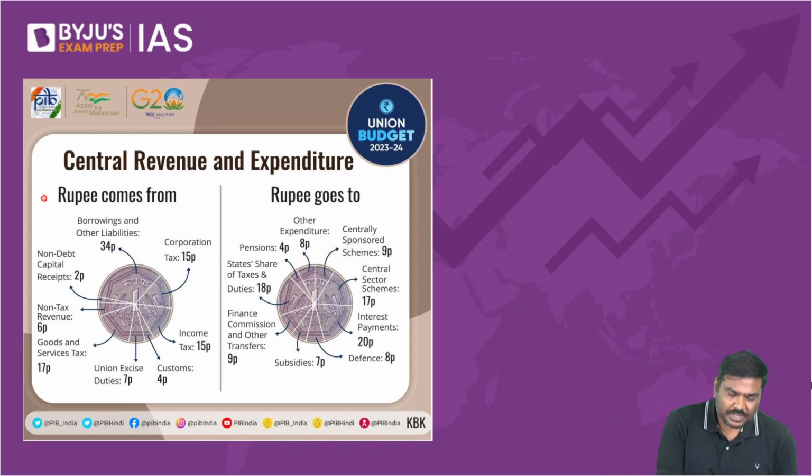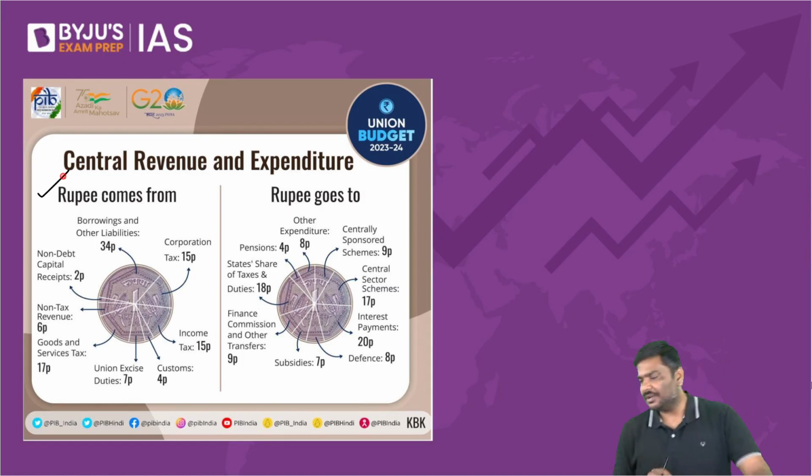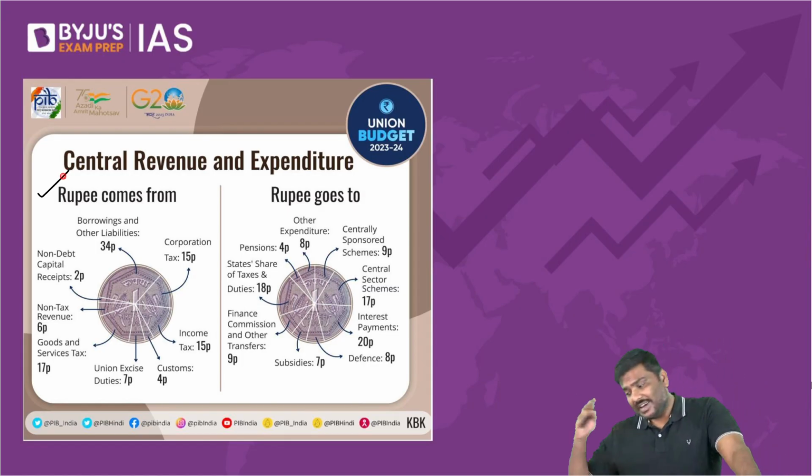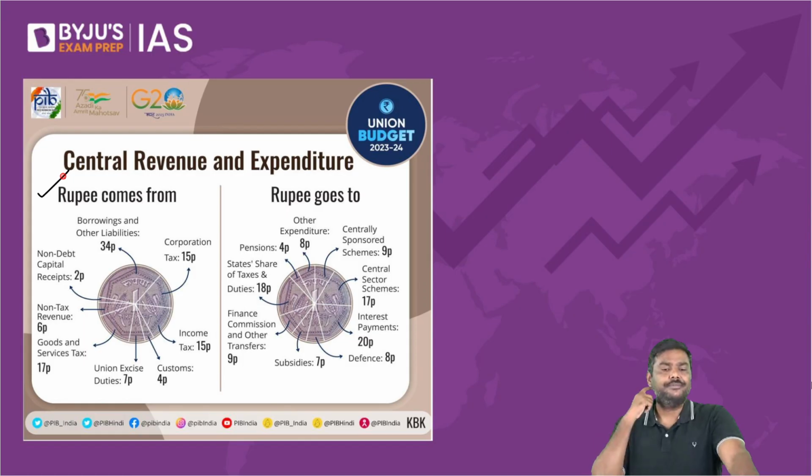Please have a look at the picture now. My recommendation, next year, when the budget documents are published, please learn them by heart. Why? Please look at the rupee, right? Where the rupee is coming from for Government of India, which means where does the government earn its income? Just make observations here.